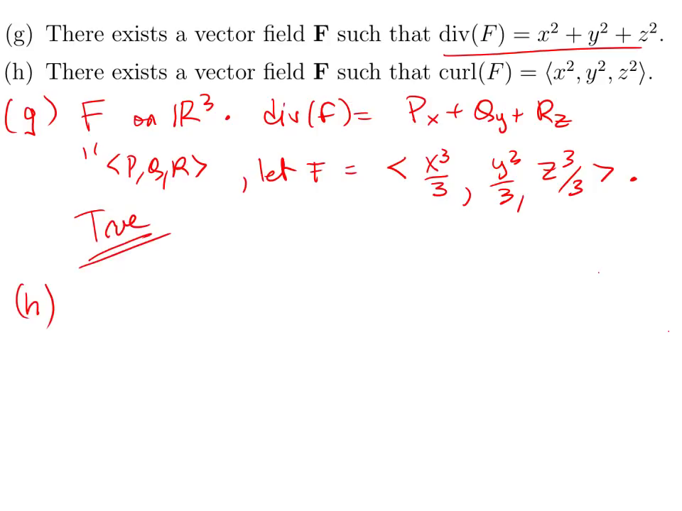Problem H, there exists a vector field so that the curl is equal to x squared, y squared, z squared. Okay, so what is curl? So again, let's say F is equal to P, Q, R. Now what's the curl of a vector field in three dimensions? Well, it's its determinant, right?